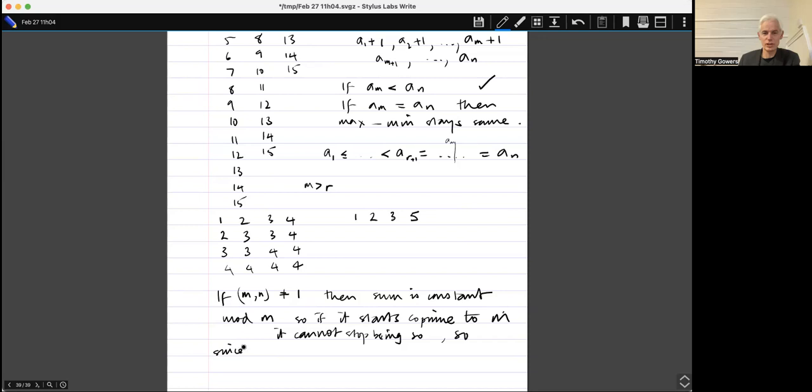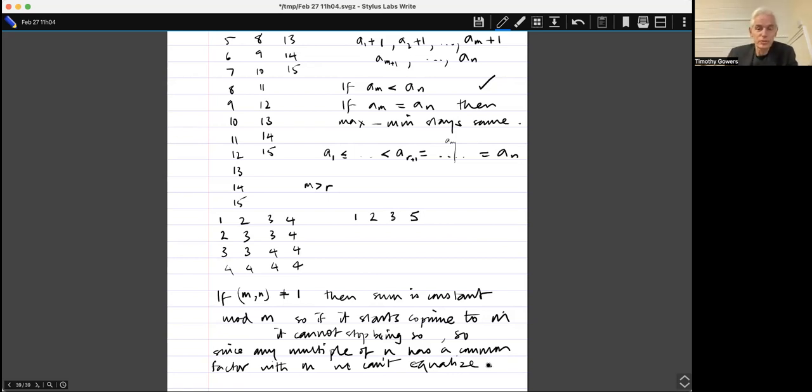Since any multiple of n has a factor in common with m, we can't get equality of all the numbers that we're talking about.